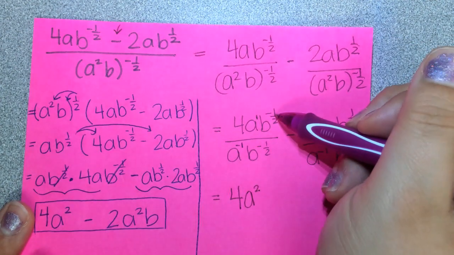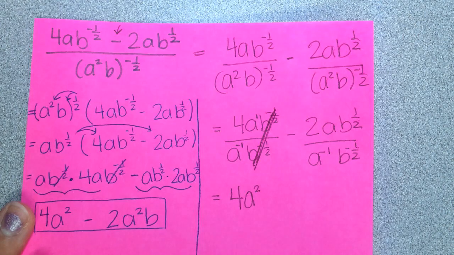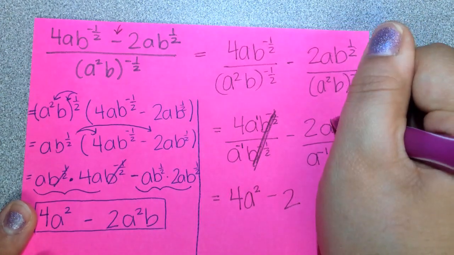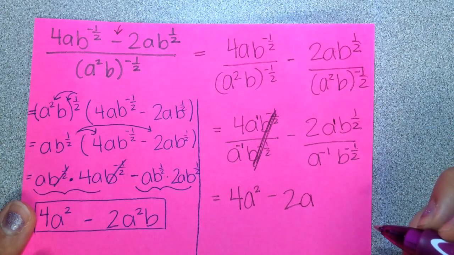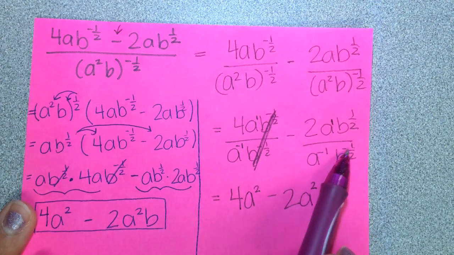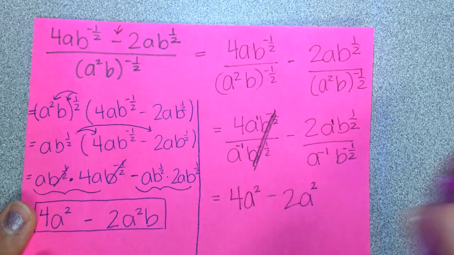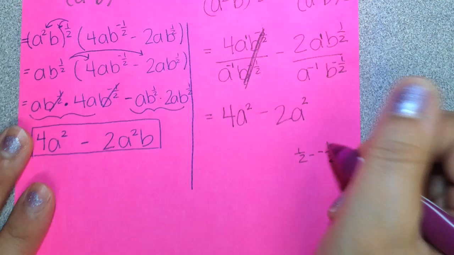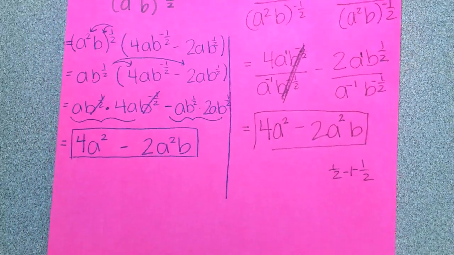And do you agree? B to the negative 1/2 divided by b to the negative 1/2. Those cancel. Right here, I'm left with minus and 2. Again, a to the 1 minus negative 1 is a to the 2. And what is 1/2 minus negative 1/2? 1/2 minus negative 1/2 is 1. And we get the same answer either way.